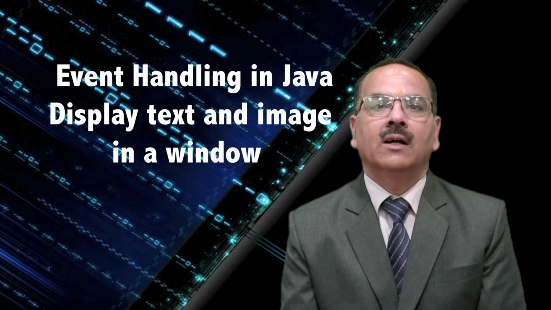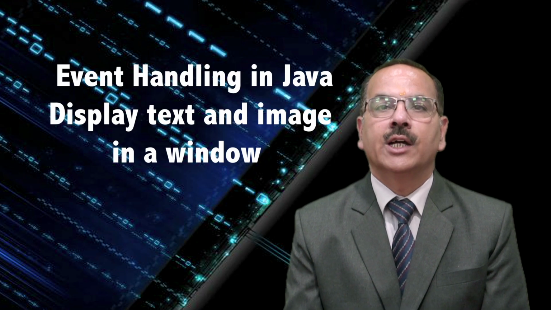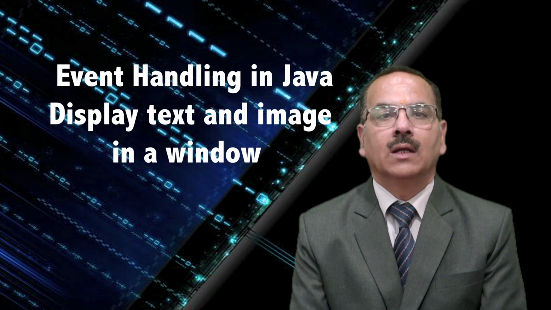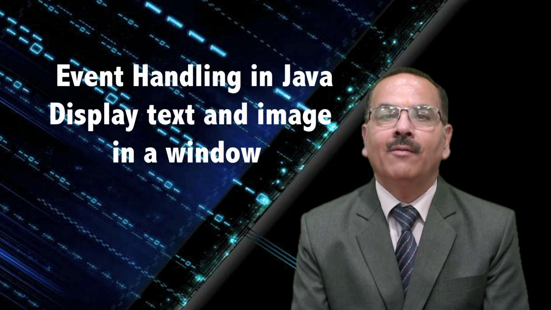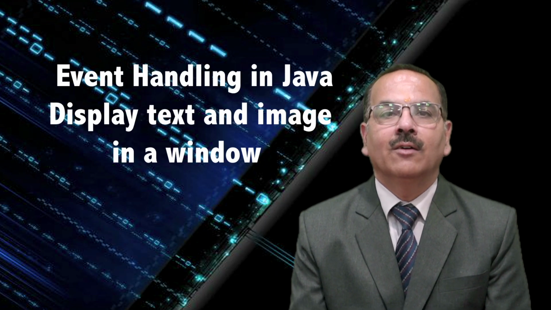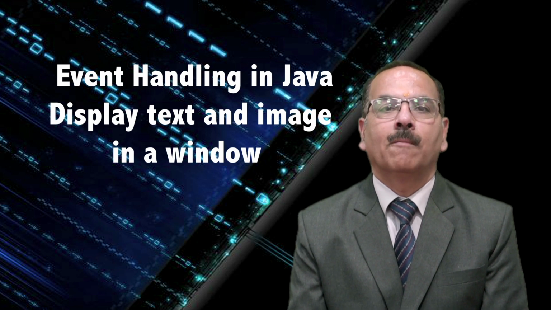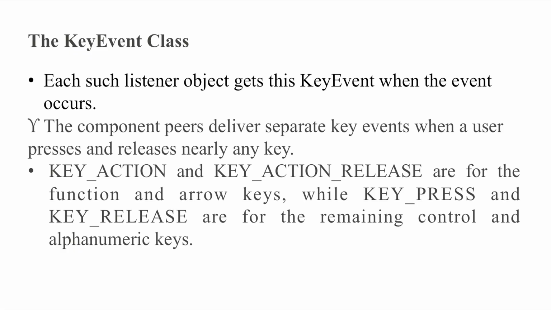So this is a lower level event, which is generated by a component object when a key is pressed, released or typed. This event is passed to every key listener or key adapter object registered to receive such objects using the component's add listener method. These listener objects get the key event when the event occurs. We have two separate key events: one is called key action, the other is called key action release. They are for function and arrow keys, while key press and key release are for the remaining control and alphanumeric keys.